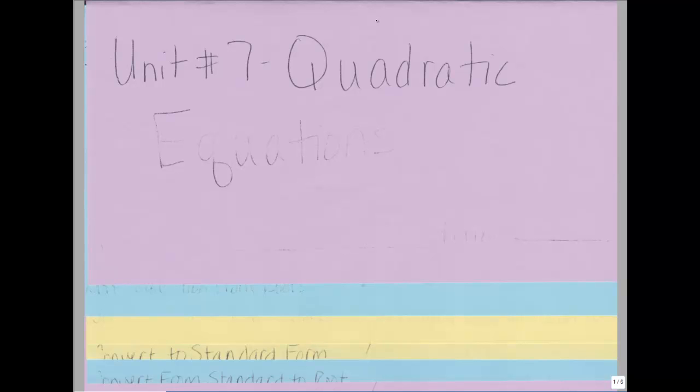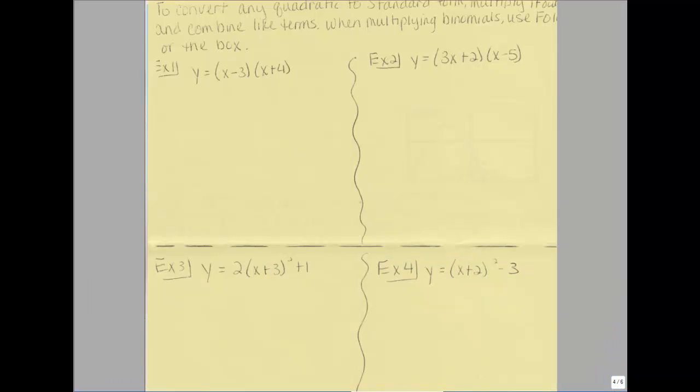We are still working on our quadratic equation foldable. Turn to your third flap, and it should look like this. We're going to convert quadratics to standard form by multiplying out the factors. So all that means is we're going to use our box.